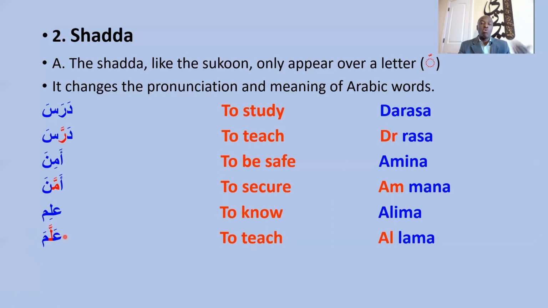أنا أعلمكم. So علم is to teach somebody else. And here in the transliteration is علم. So these are the effects of the shadda, as it changes the meaning and the pronunciation of any words.